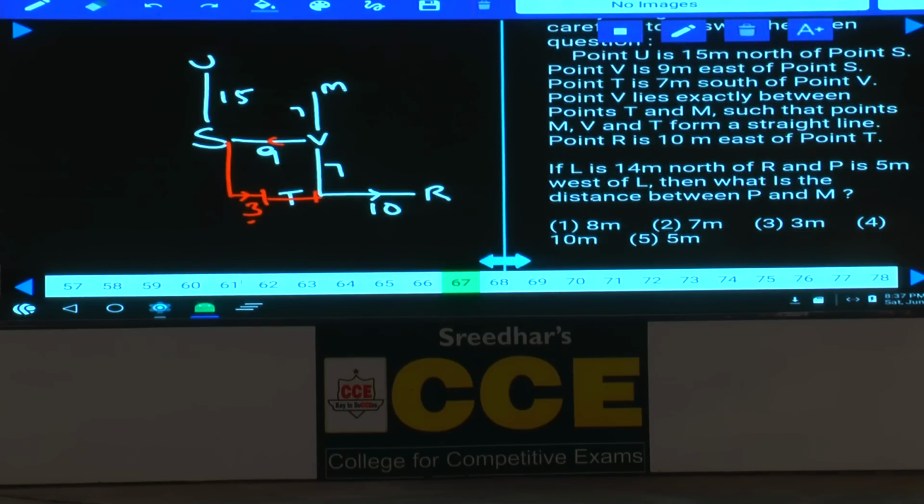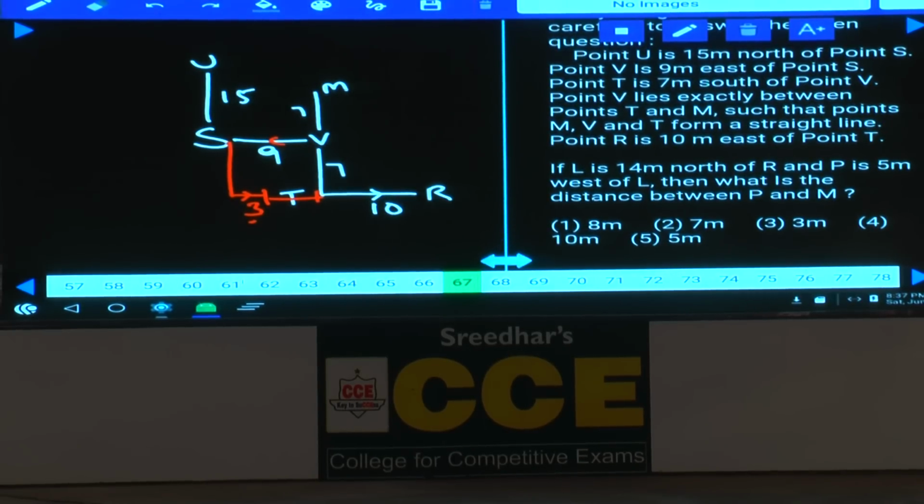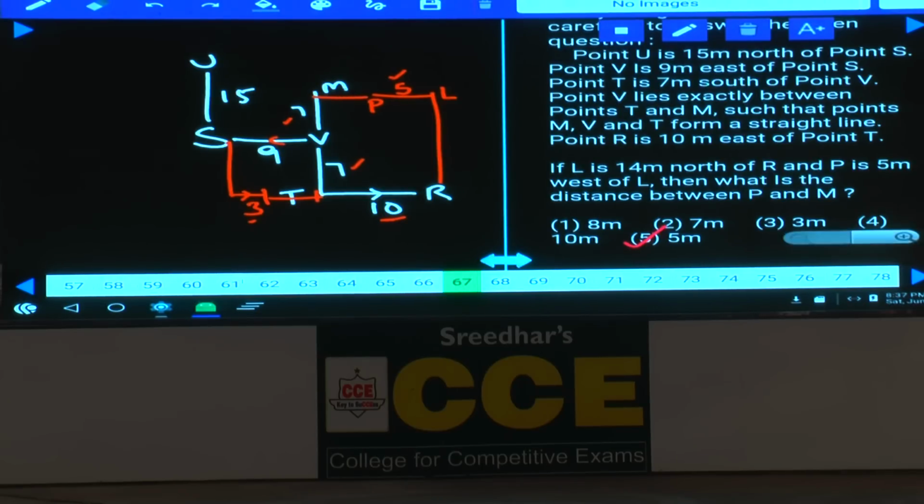Then question number 67. L is 14 meters to the north of R, which means this is 7 and this is again 7, so 7 plus 7 is 14. L is here, on a horizontal line with M. P is 5 meters to the west of L. Then what is the distance between P and M? The total distance is 10, out of which 5 is already covered and 5 more is left over. Hence 5 meters, that is choice 5.